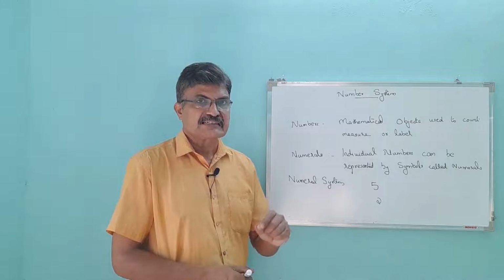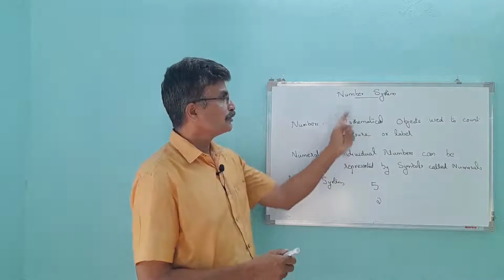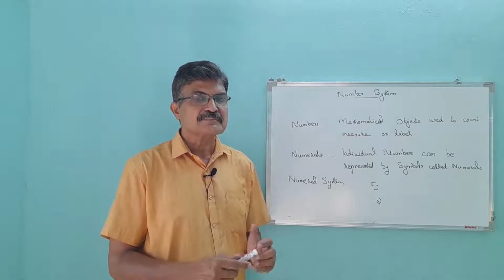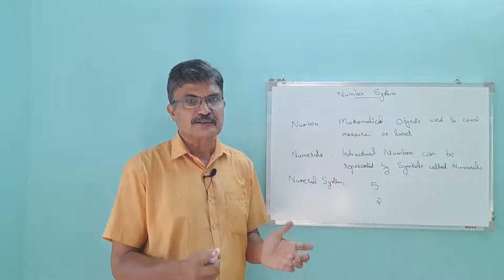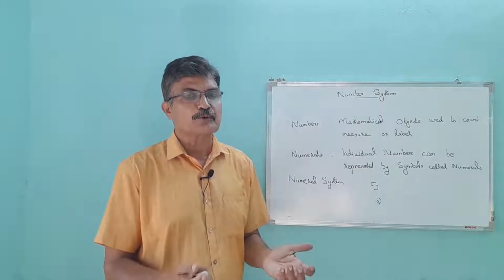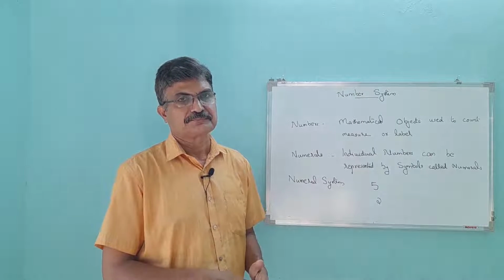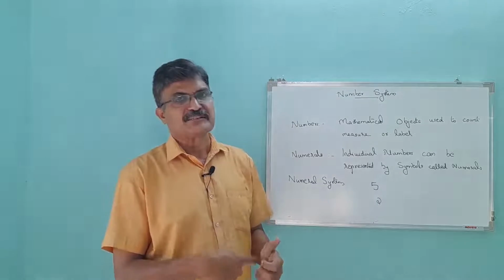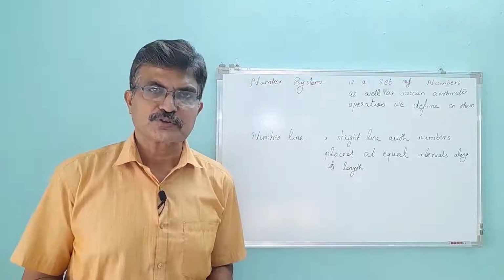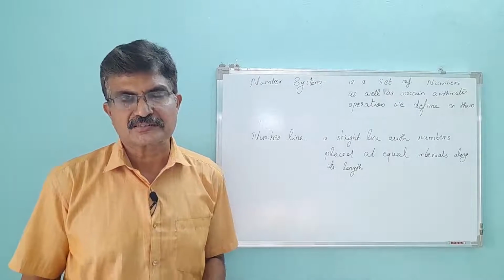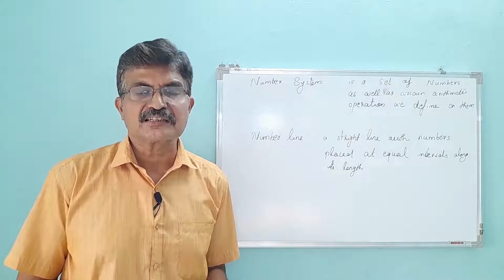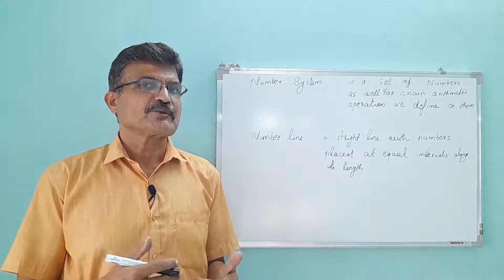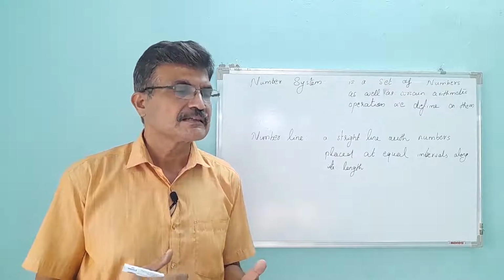Now we will study about number system. Our topic, number system. What is a number system? Number system is a set of numbers along with some arithmetic operation we define on them. Now we will look what are the set of numbers. The set of natural numbers, the set of whole numbers, the set of integers, rational numbers, irrational numbers. These are the sets. We will describe one by one in detail.